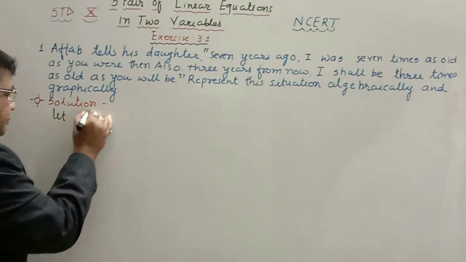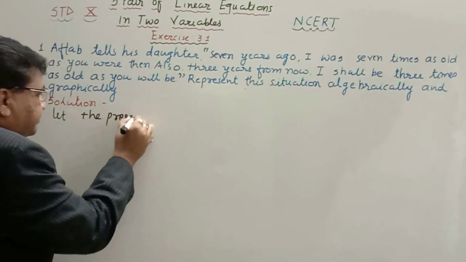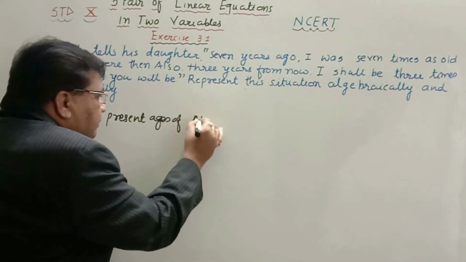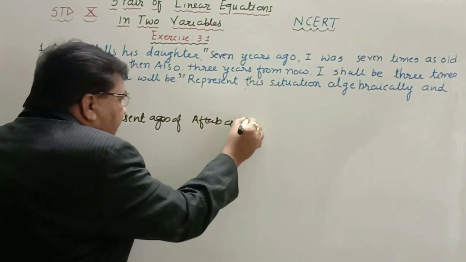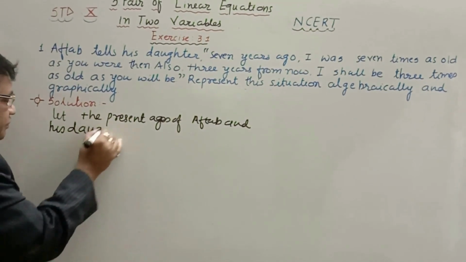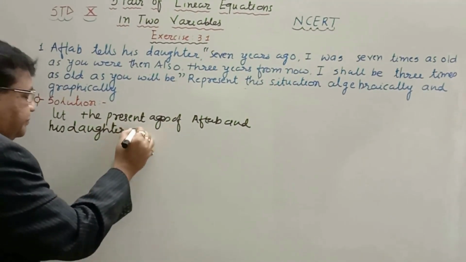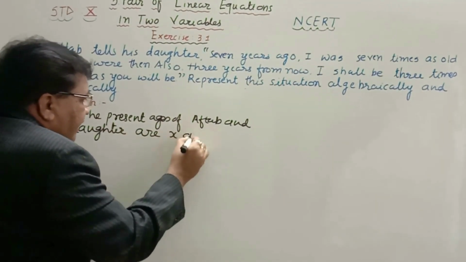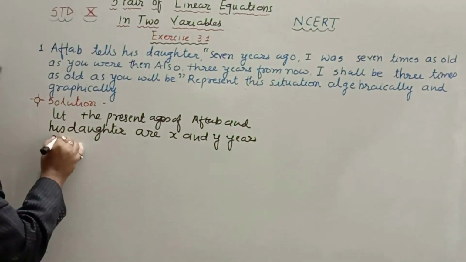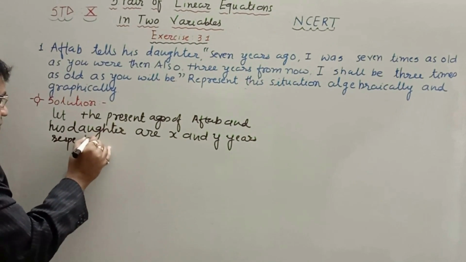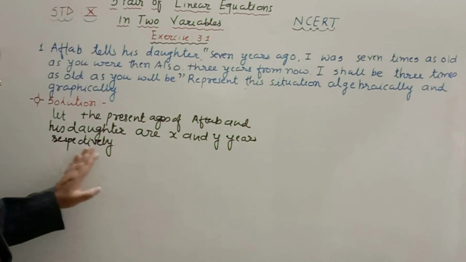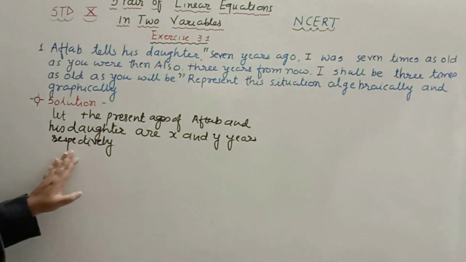Let the present ages of Aftab and his daughter are X and Y years respectively. Present ages of Aftab and his daughter are X and Y years respectively.